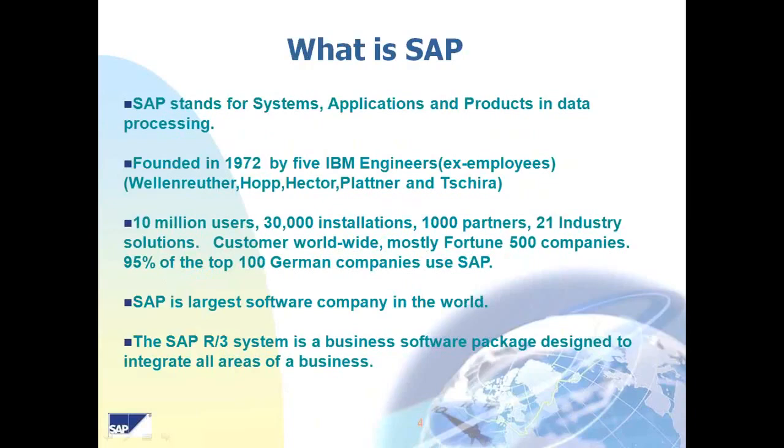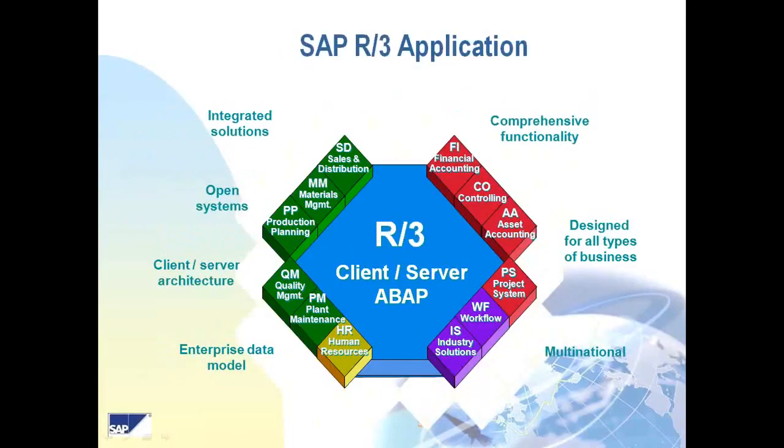The SAP R3 system is a business software package designed to integrate all the areas of the business. So that is integrating all the departments as well as all the business processes. So we are going to the next screen. Here there are SAP R3 applications, which include finance applications, CO applications. Of course, asset accounting is also one of the applications, but it is included in FI, but unique by itself. That is why it's given separately.